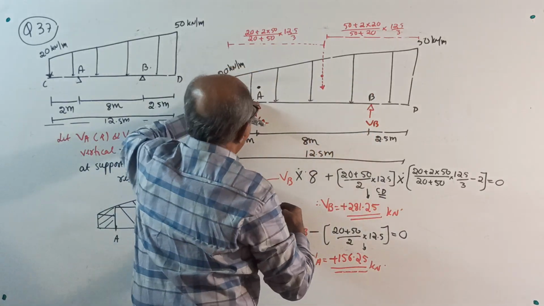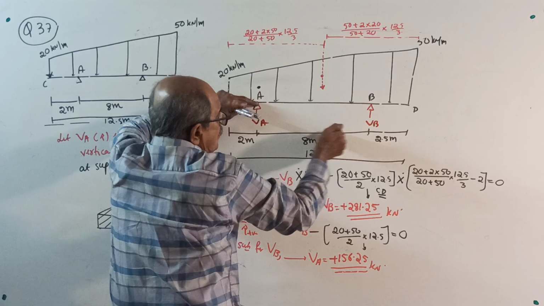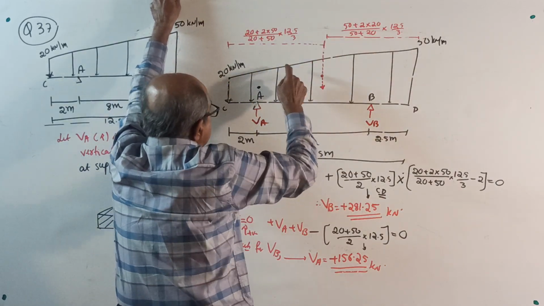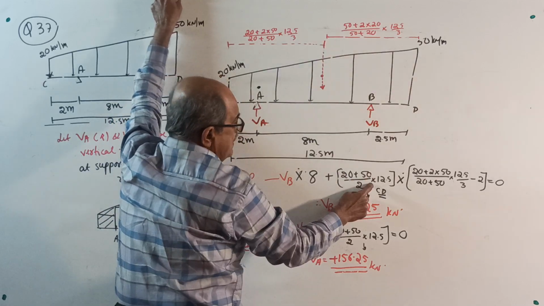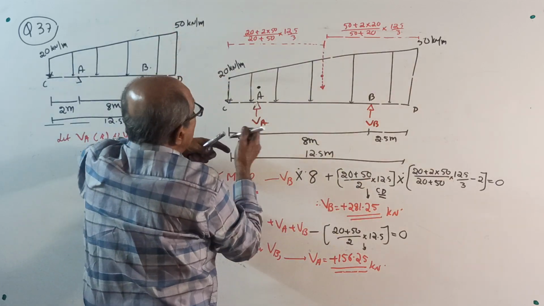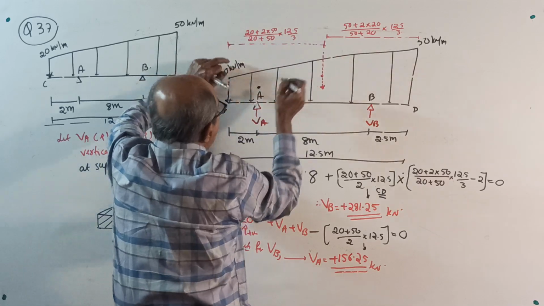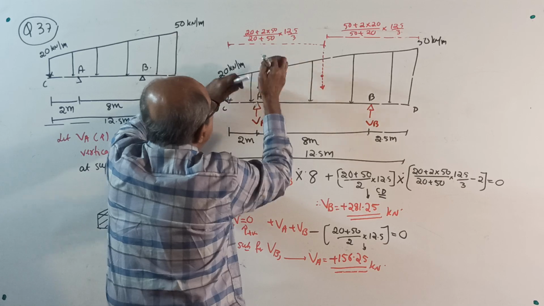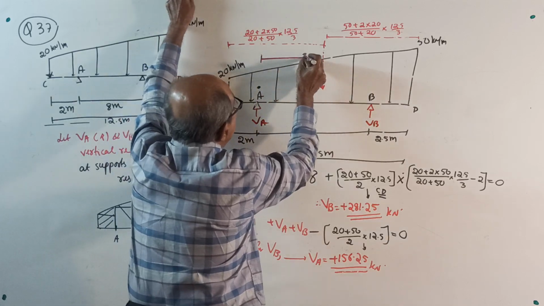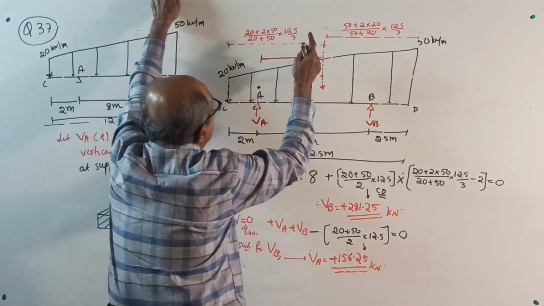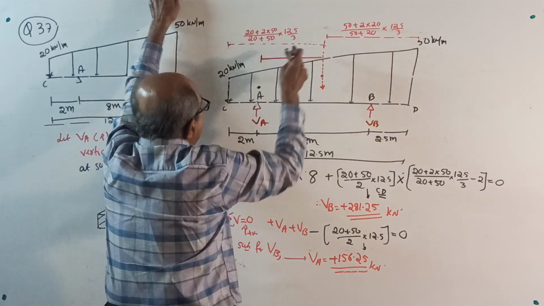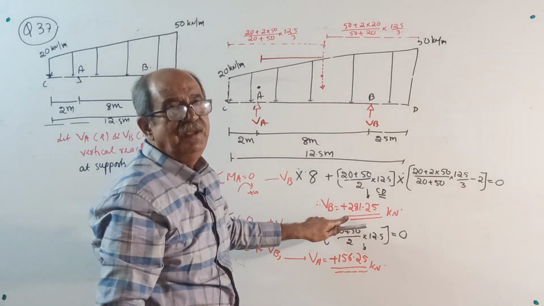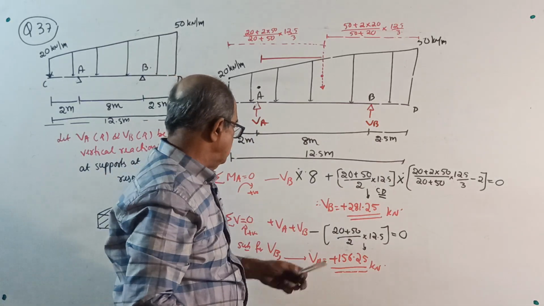So now take moment about A: minus VB into 8, plus the entire load, which will act somewhere here, so total load, as I already explained, into the distance. But remember, this gives the distance from here. We want moment about A, so we want this distance: whatever this distance is, subtract 2 meter, equal to 0. You get the value of VB. Sigma V equals 0, you get the value of VA.